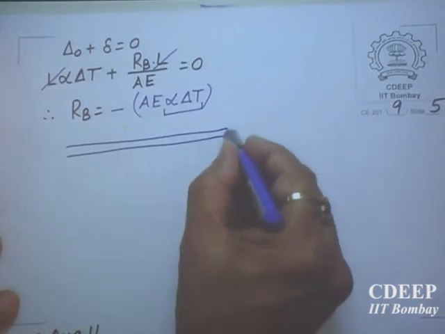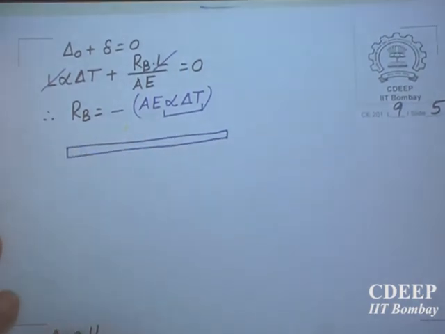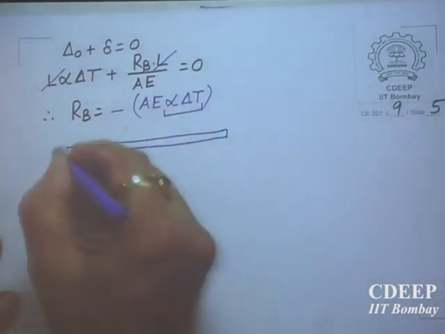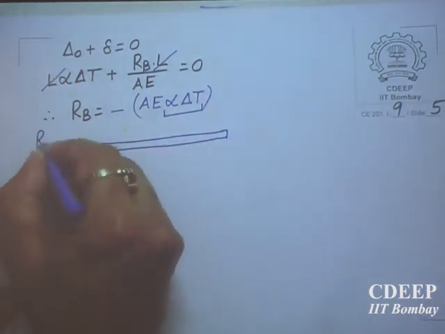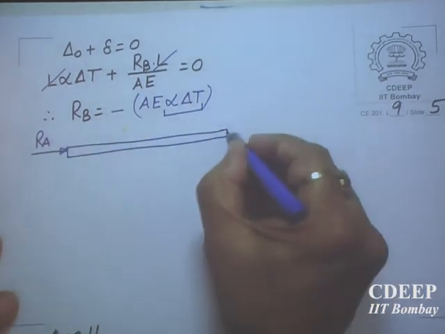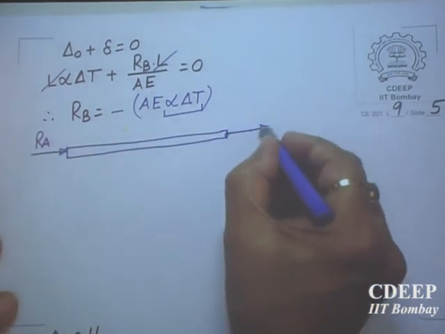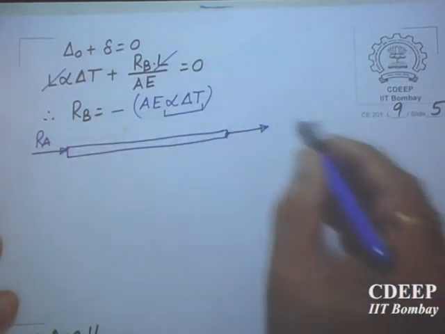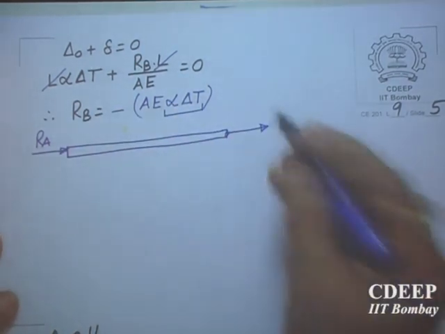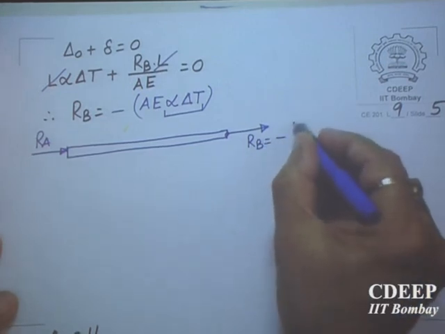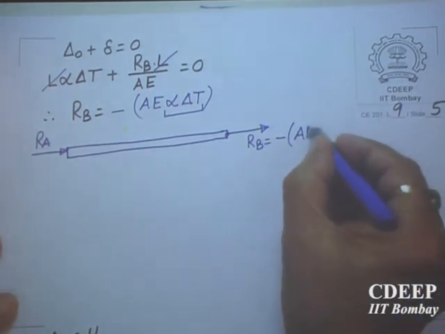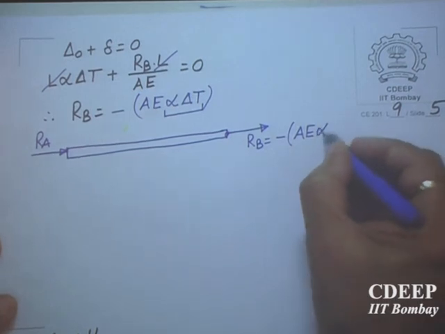So this is your rod. Now it is of the same length, no change. This is A. So this is RA. And this is RB, with a minus sign. Now minus has come, but let it be RB.